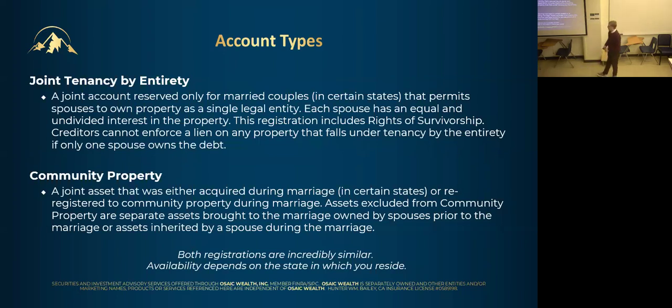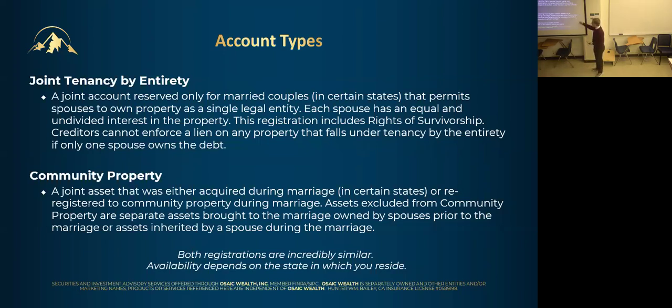Community property is a joint asset that was either acquired during marriage in certain states. So in certain states, if you're acquiring assets together during your marriage, they're automatically assumed to be joint assets and they'll get this treatment, or re-registered to community property during a marriage. So if you have, say, a joint tenancy with rights of survivorship account, you can convert that, re-register it to community property, and then it's going to receive the benefits described here.